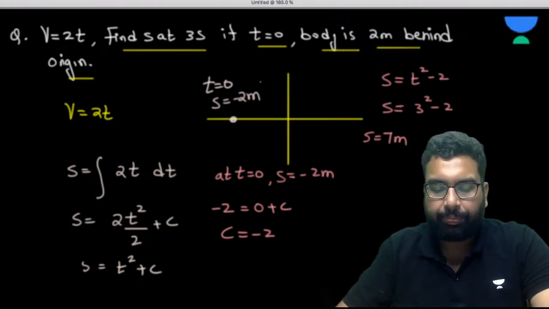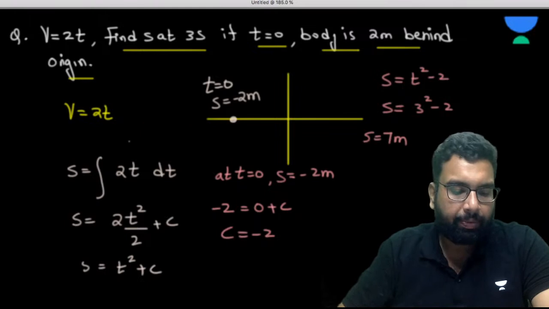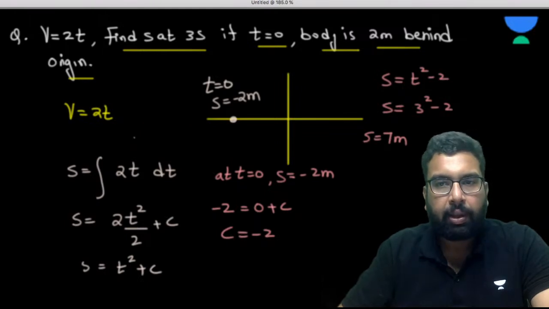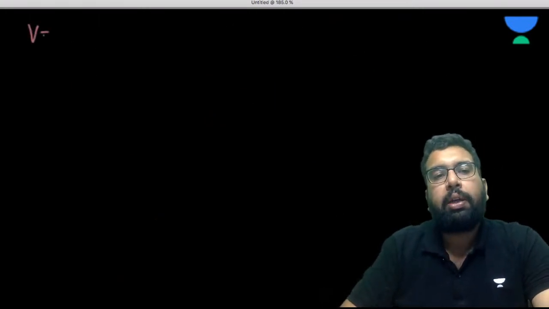It will become 7 meter. Okay, I hope it is fine to everyone. Now see, v is equal to t square.